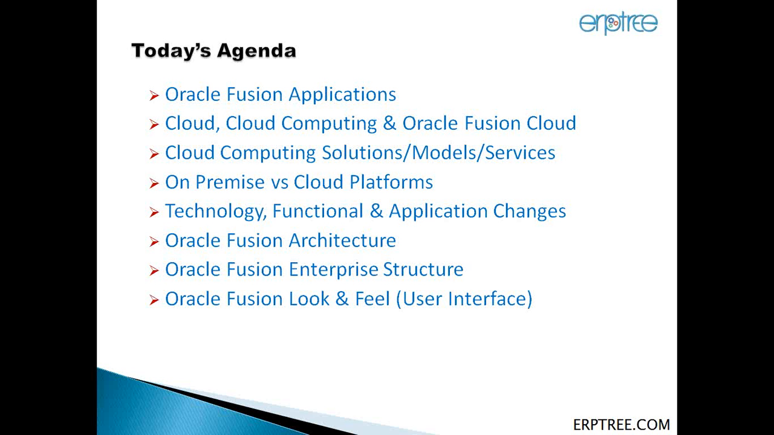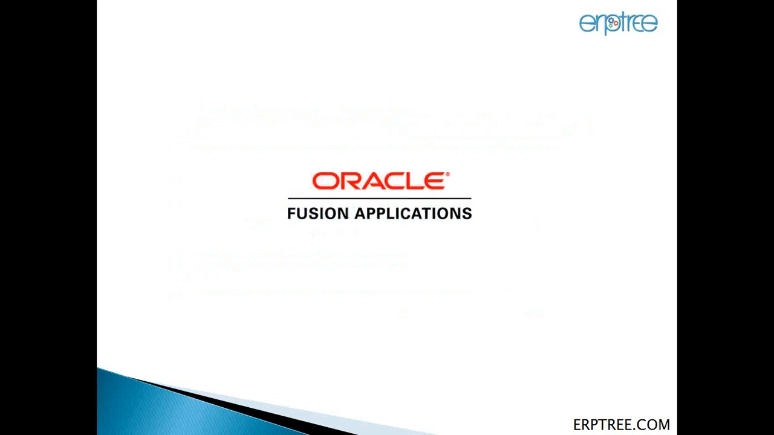We'll talk about on-premise and cloud and the differences, and I'll take you through a few points related to technology, functional or application related changes. Then we'll talk about the architecture of Fusion applications and enterprise structure. And I have a few slides to take you through how the user interface looks in the Fusion applications. Okay, the first point is, what does it mean by Fusion applications?